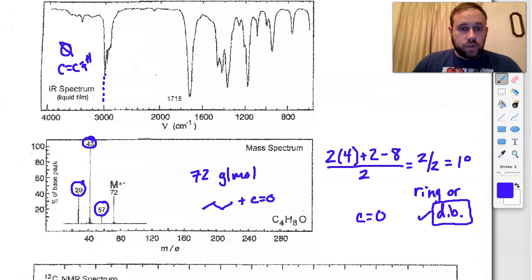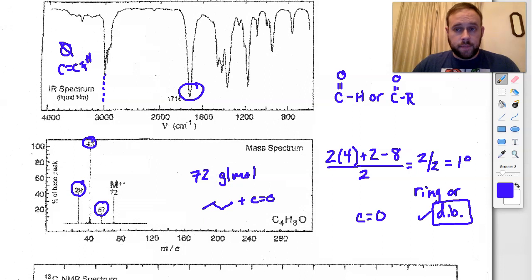Now what we do see is at 1718, that wave number shows a very strong peak, and that's important because that would be right around where a carbonyl should be. And 1718 probably is going to be, again, an aldehyde or a ketone. If you look at the vibrational frequencies that show up in that region, that's right around the aldehyde or ketone region.